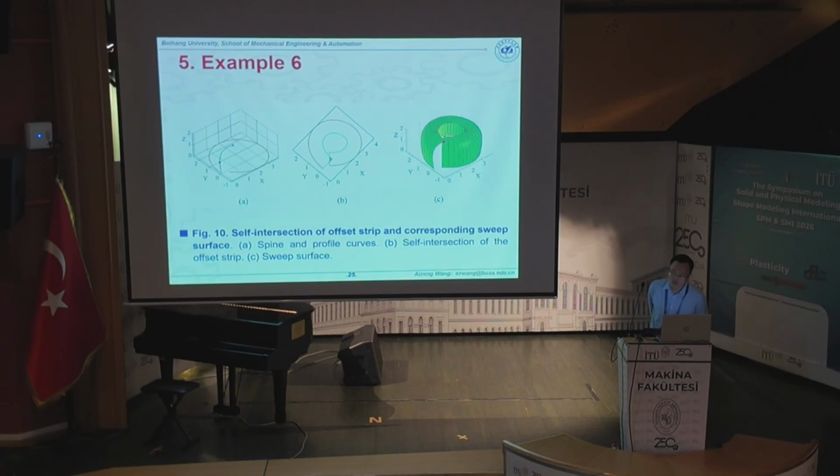This example shows the self-intersection on the offset strip and the corresponding global self-intersection spatial surface. As shown in figure A, the span curve is a cubic curve. Figure B shows the offset strip, and it can be observed that the offset strip has self-intersection induced by interpolation. Further, our algorithm is applied to calculate the intersection between the profile curve and the subpatch of the spatial surface. The red point in figure C marks a single global self-intersection.